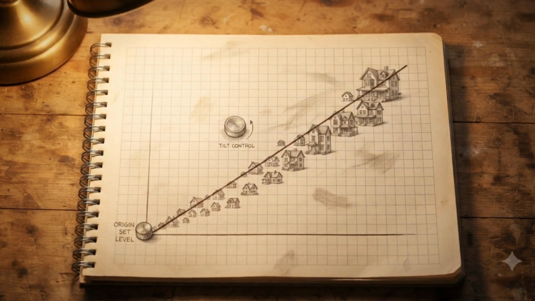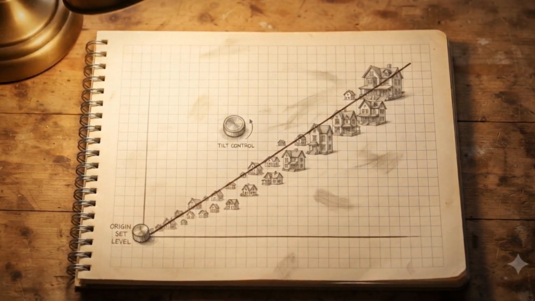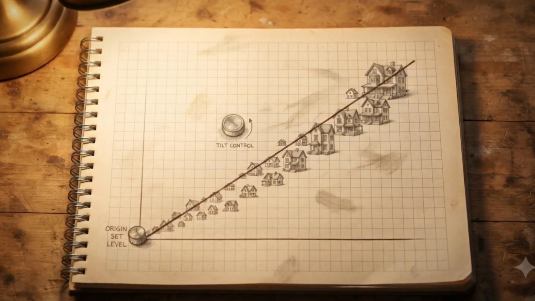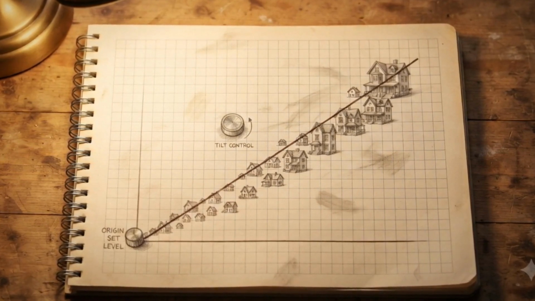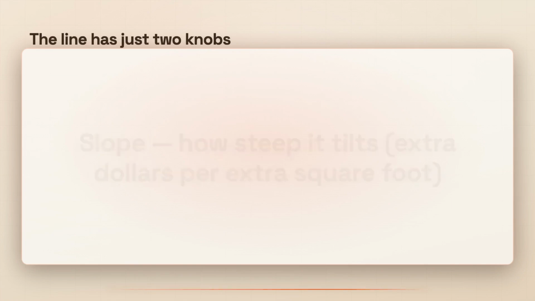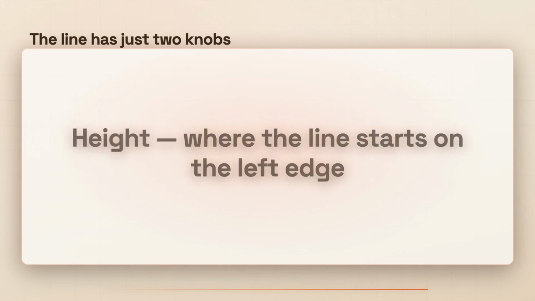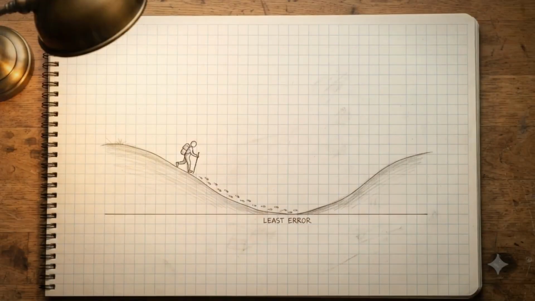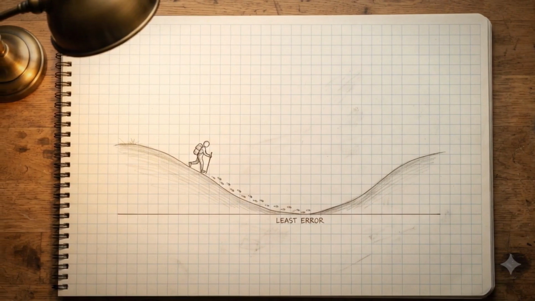Here's the beautiful part. The model everyone makes sound so complicated. It's this line, nothing more. A price guess is just the slope times the size, plus a starting height. Two little knobs, exactly the two we met when we learned how a model trains. The slope is how steep the line tilts, how many extra dollars you pay for each extra square foot. The height is where the line starts, its footing on the left edge. Turn those two knobs the right way and the line snaps through the dots. That's the whole model. So how do we find the right two knobs?